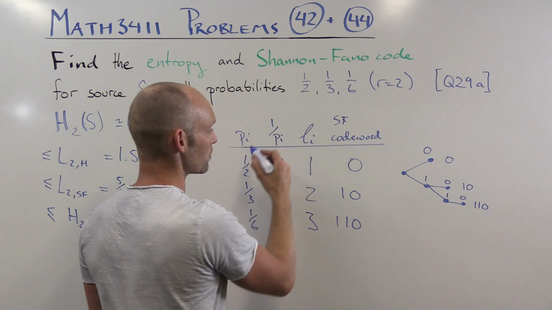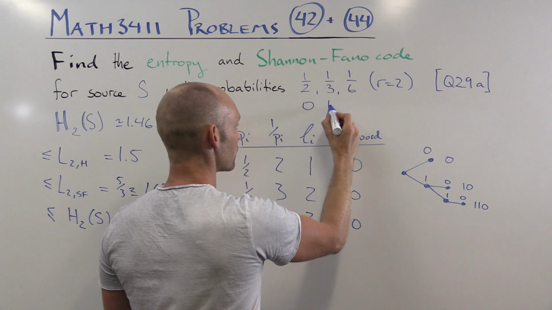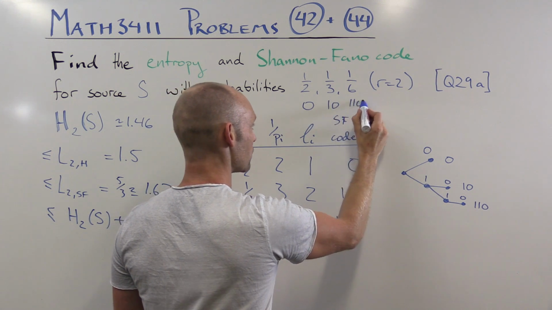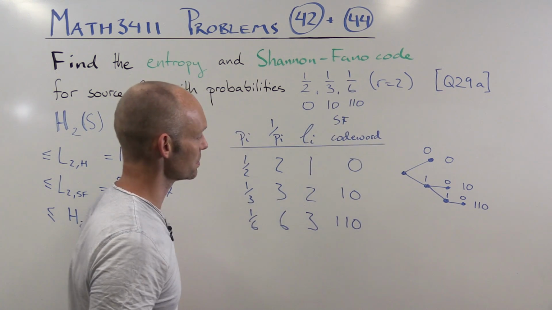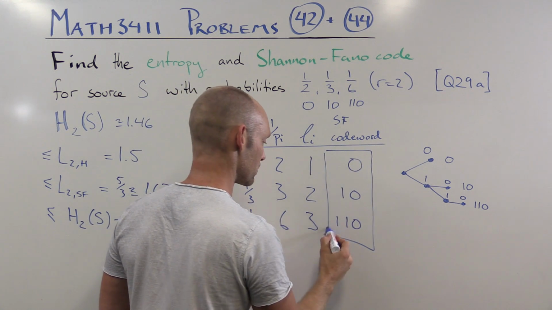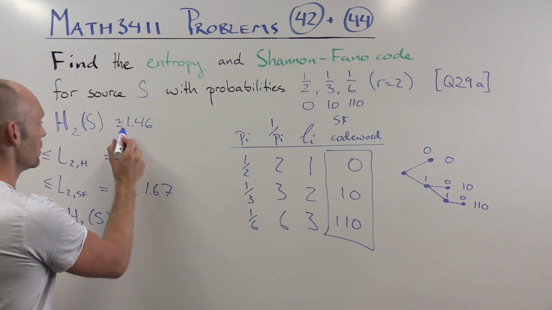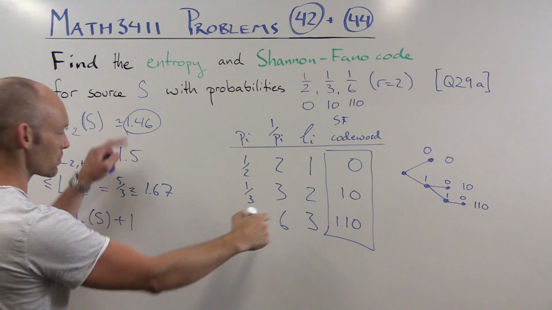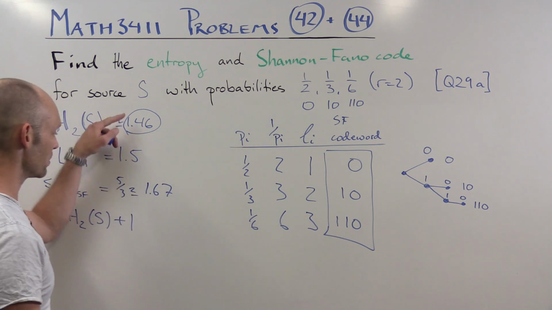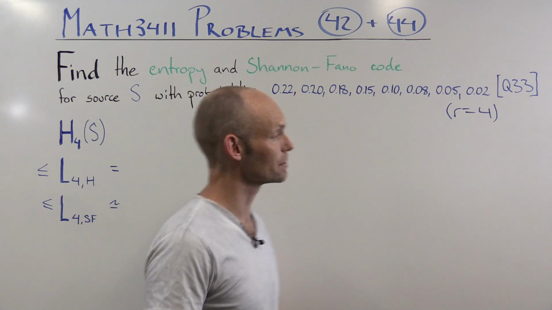So the symbol with the first probability gets the code word 0, and then we have a 1, 0 and a 1, 1, 0 for the other two code words, and we are done. So here were the two things that we have to find, but we also had a bit of extra information given by comparing these code word lengths.